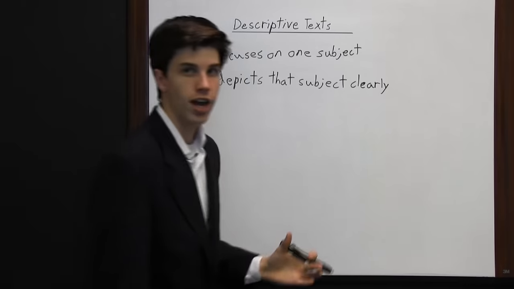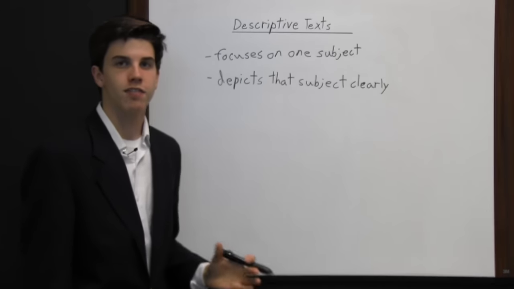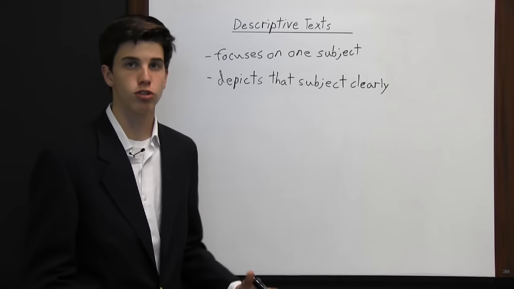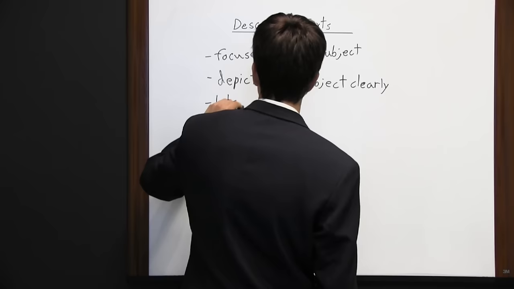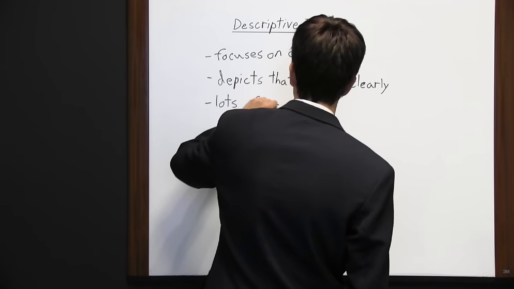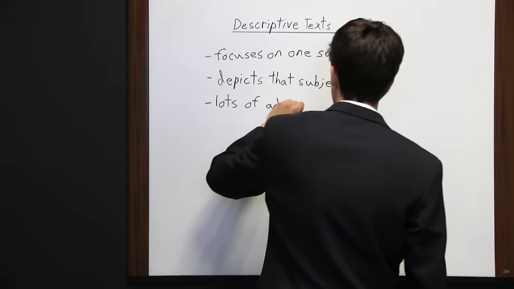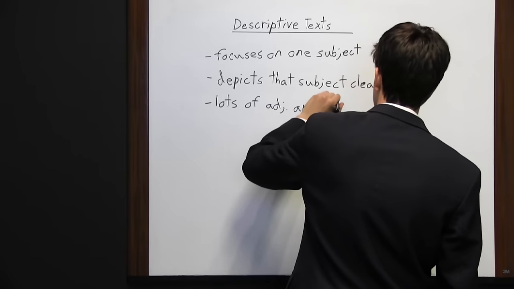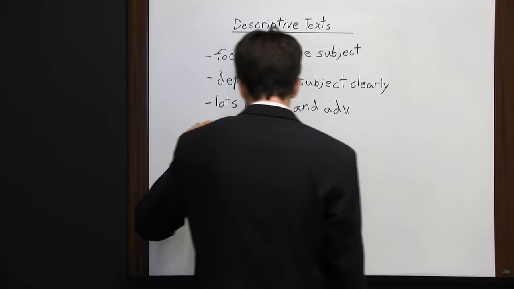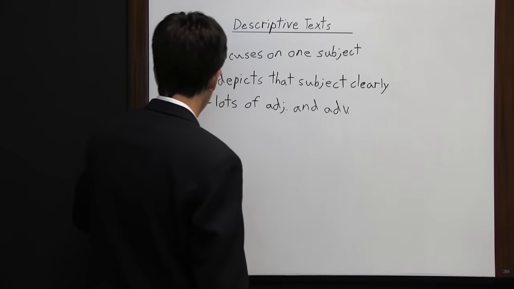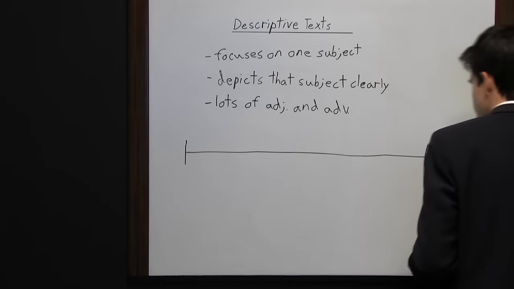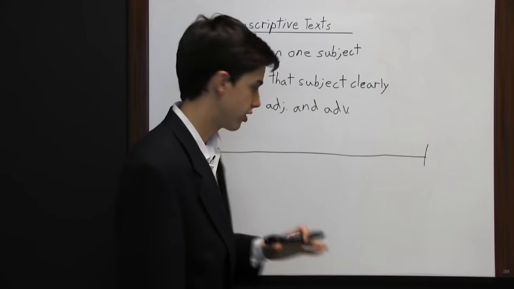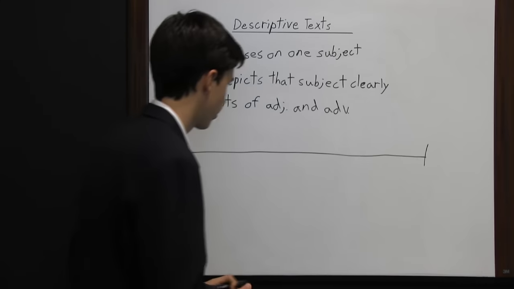When you think of describing something, that means using lots of adjectives and adverbs, lots of descriptive words. So as you can imagine, a descriptive text is going to have lots of adjectives and adverbs. So I'm just going to abbreviate adjective and adverb. So when you think about a descriptive text, that means it's going to include details. So you want lots of details in a descriptive text. That's what the writer is going for.